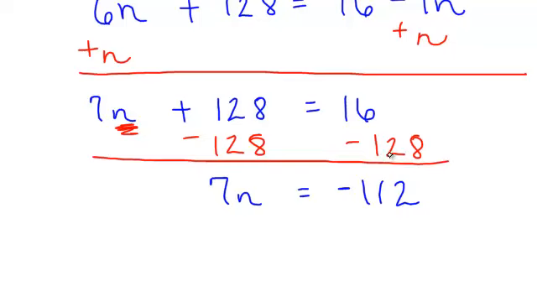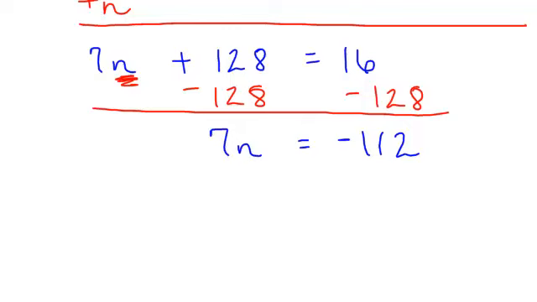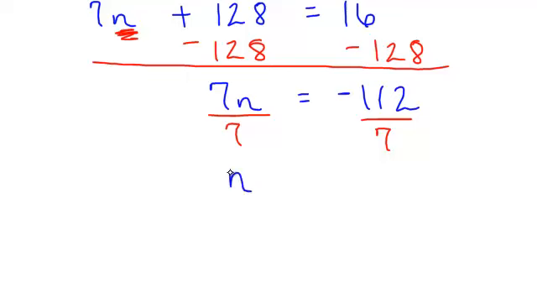Am I done? Is the variable by itself? No. It's being multiplied by 7. So I'm going to divide both sides by 7. N will equal a negative 16.